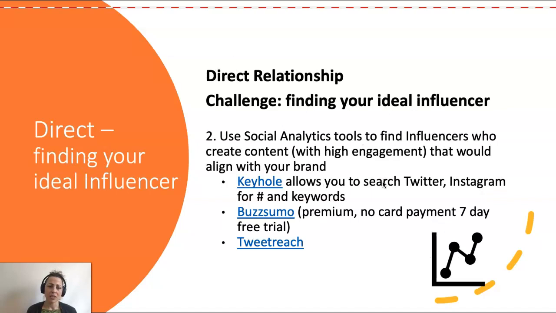Another method to find an influencer for your positive impact project would be to use social analytics tools. I've listed a couple here: Keyhole, BuzzSumo and TweetReach. Most of these have either a 7-day free trial or a free version of them. These are great tools for doing hashtag research, for finding out who's getting the most traction in terms of engagement, and for helping to narrow down who might be an influencer in a particular area or on a particular topic.